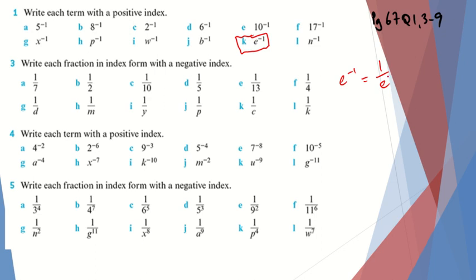We don't necessarily need to put an index because it's just to the power of 1. Question 3, write each fraction. So obviously we've been given fractions in index form using a negative index. So if we had 1 over k, that would be the same as writing k to the power of negative 1.